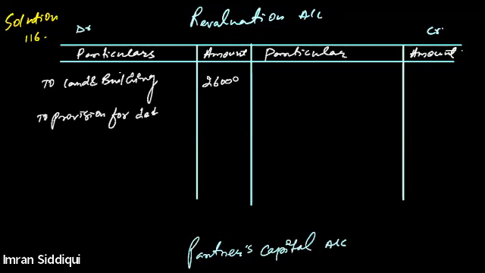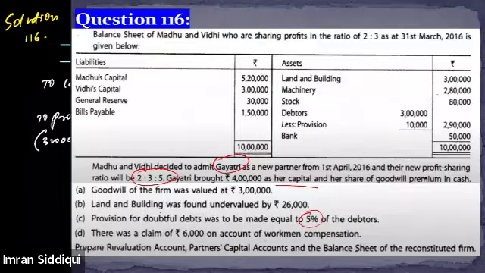debtor or doubtful debt. It will be 3 lakh into 5%. And out of this, we need to subtract 10,000, which we already made as a provision. So 3 lakh into 5% will be 15,000 minus 10,000. We need to increase the provision for debtor by 5,000. So we need to debit the revaluation account by 5,000. I hope this is clear. Got it? Is this clear? Okay. Moving on to the next item.